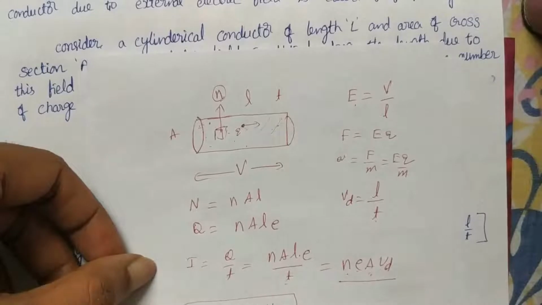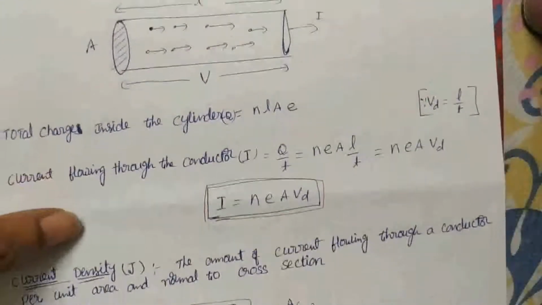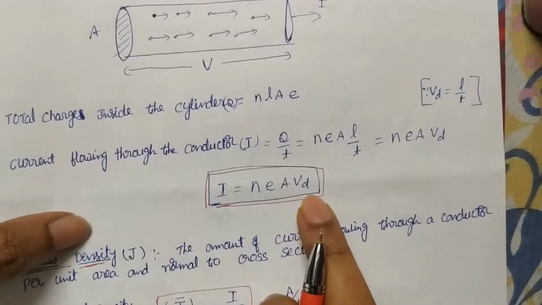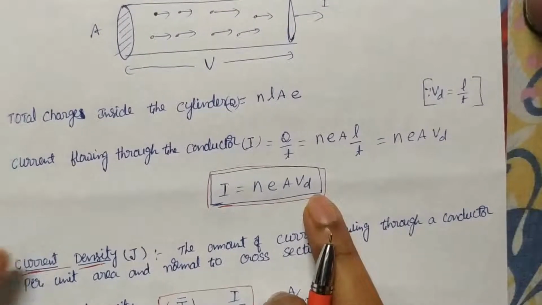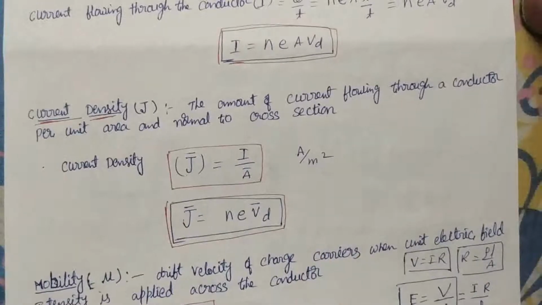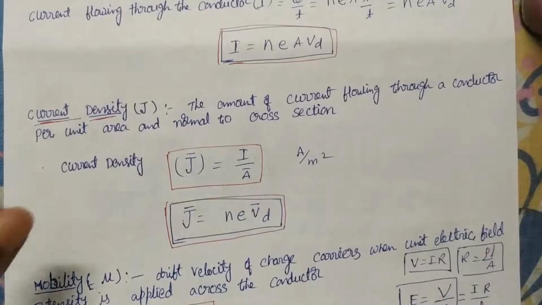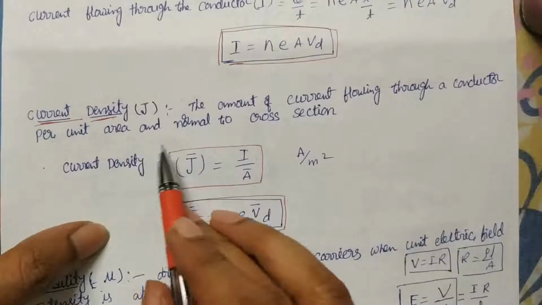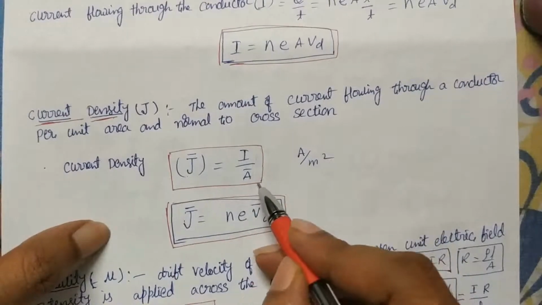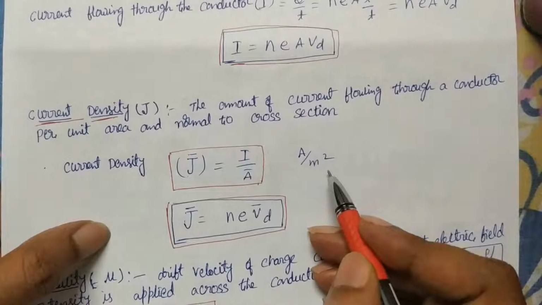That is the drift velocity. You see here, in the conductor they apply some potential, and the current I is equal to N e A v_d. Next, current density. Current density means how much current is flowing through the conductor for unit area. So the amount of current flowing through the conductor for unit area normal to the cross section is current by area. Current units are ampere and area is meter square, so ampere per meter square.